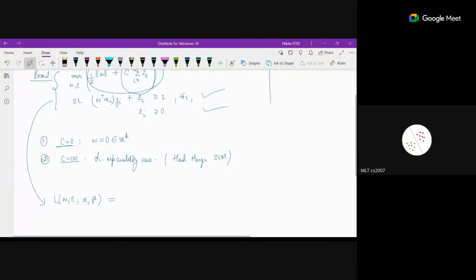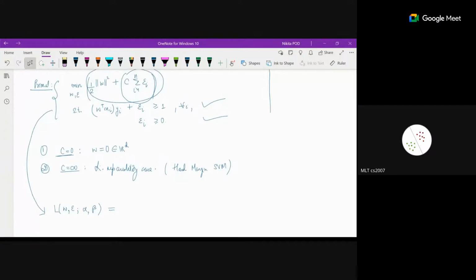So we now want to convert this primal problem to the dual problem to see which are the data points that are important to our W star. When we were talking about the hard margin SVM, there we had seen which points are important. So the same we can do here for the soft margin SVM.